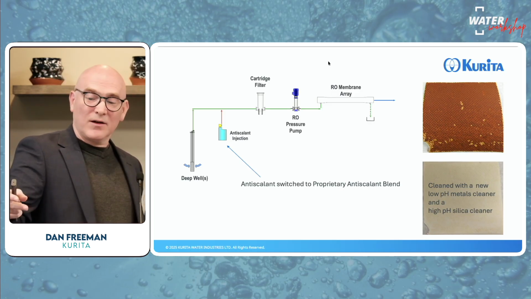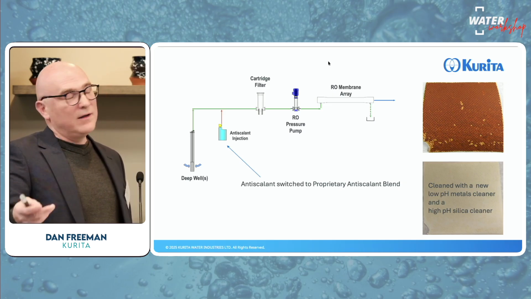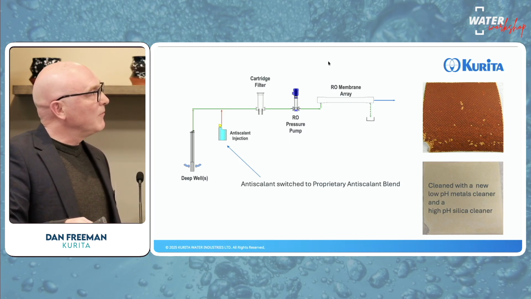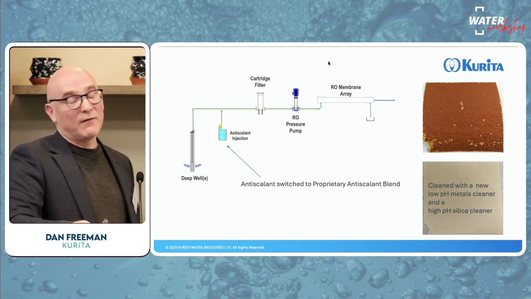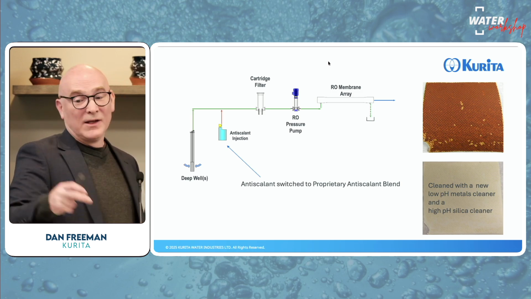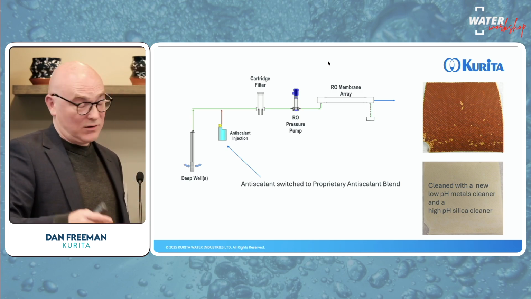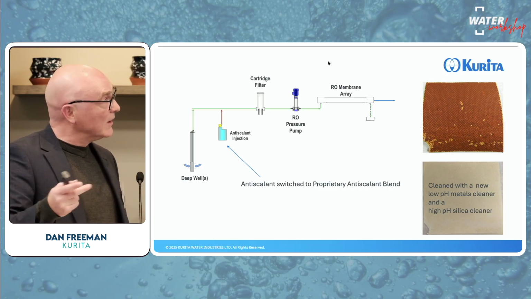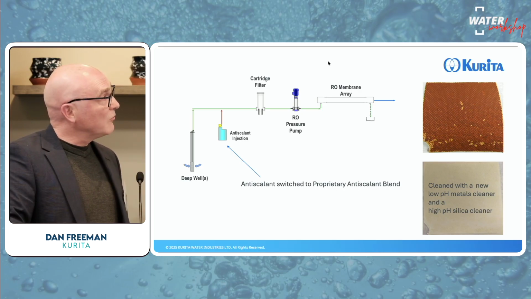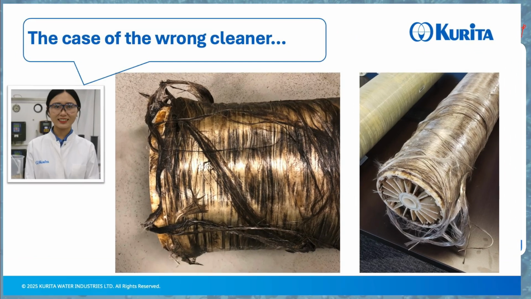In terms of the cleaning of the membranes in the system, iron is a relatively easy material to remove. So in this case, we have a particular cleaner that's very effective at removing iron. So we're able to recover the membranes in the system, and by making this change to the pre-treatment, this system runs well. That's kind of an example of that.